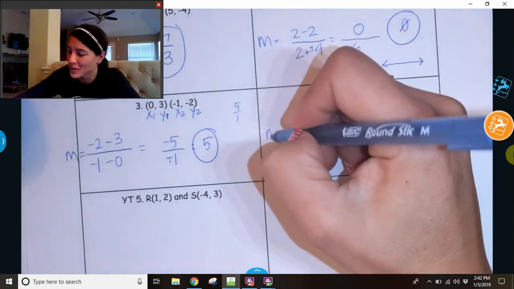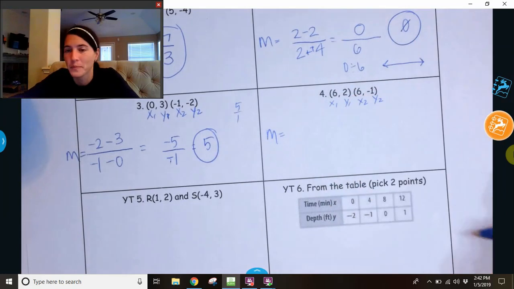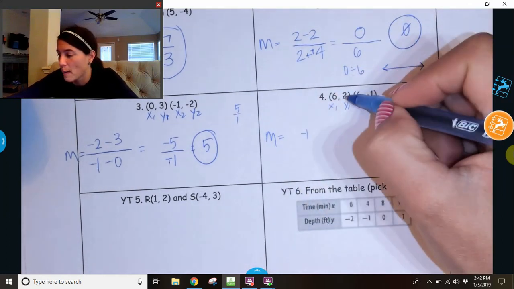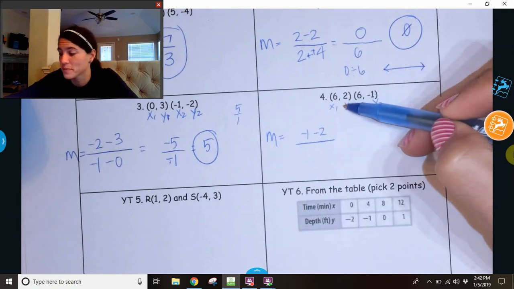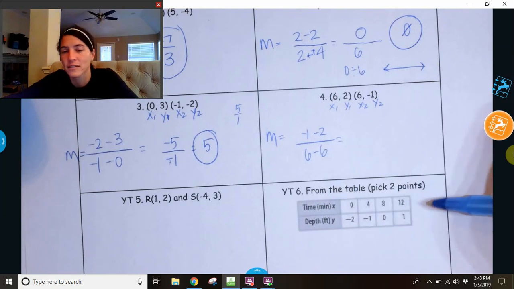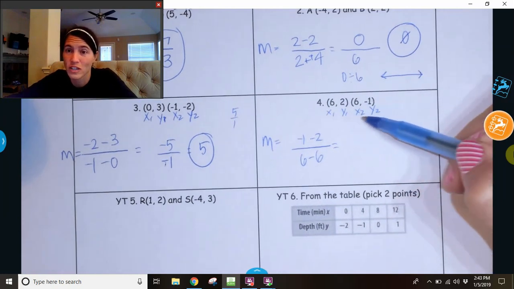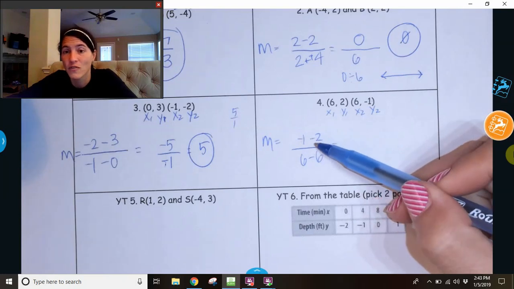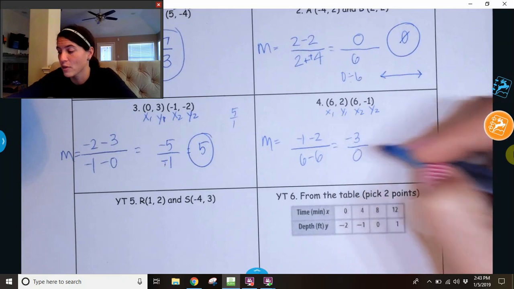All right, so number 4, x1, y1, x2, y2. And we plug into our formula -1 minus 2, because again, it's y2 minus y1, x2, 6 minus 6. So once you get it into the formula, just making sure you keep everything straight is probably the hardest part. Now we just simplify. -1 minus 2 is -3.